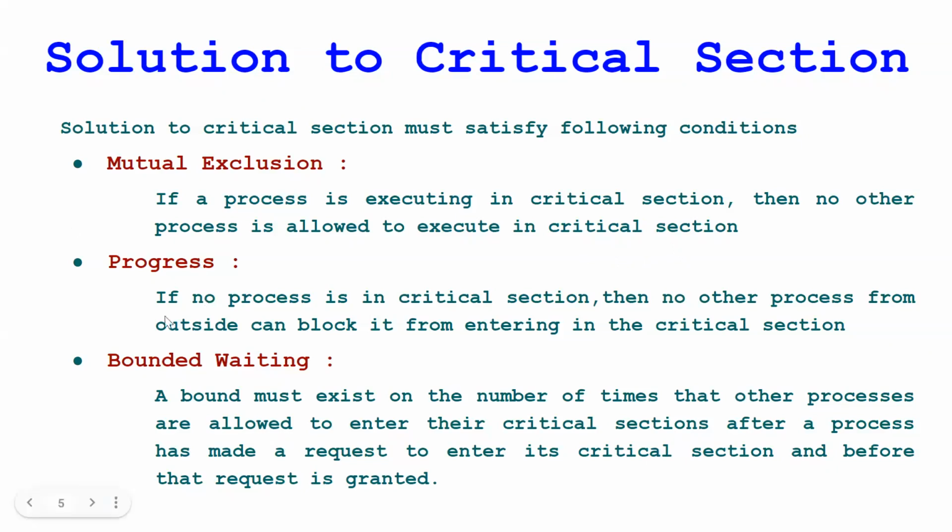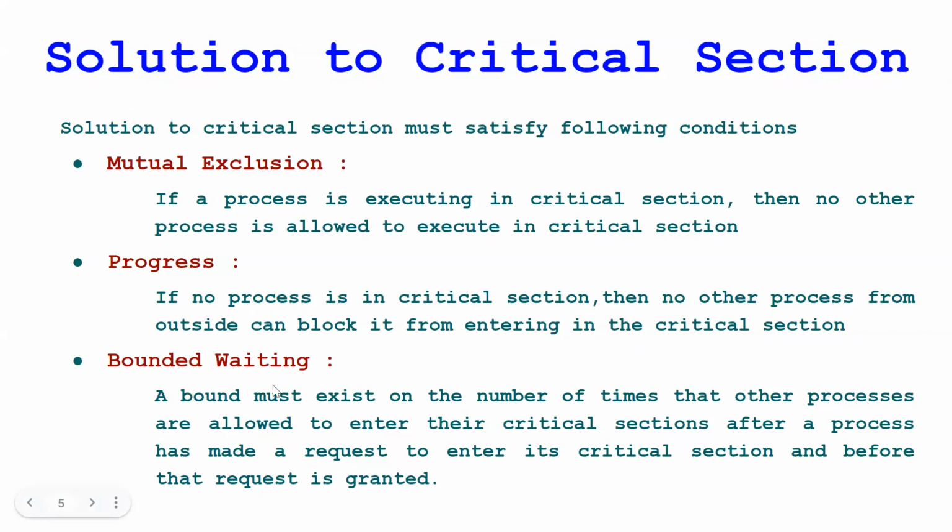And progress is what? If no process is in the critical section, then no other processes from outside can block it from entering the critical section, right? So you can see here, suppose three processes are there, P1, P2, P3, and only P1 needs to enter into the critical section and the other two do not, then these two processes should not block P1 from entering into the critical section, right?